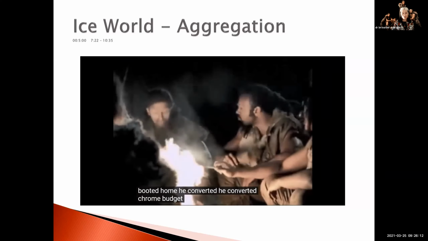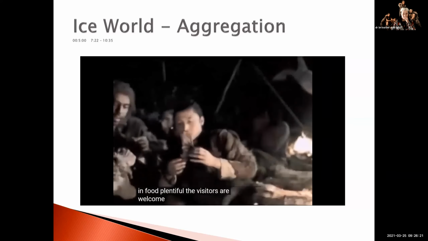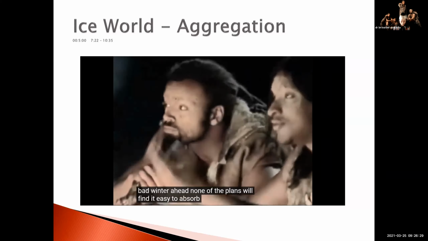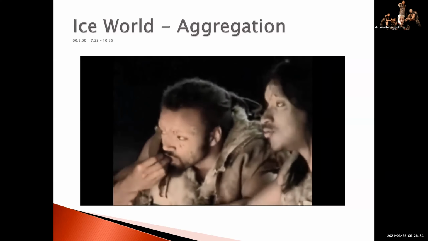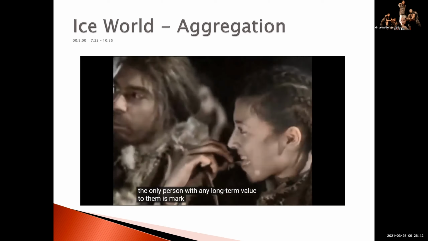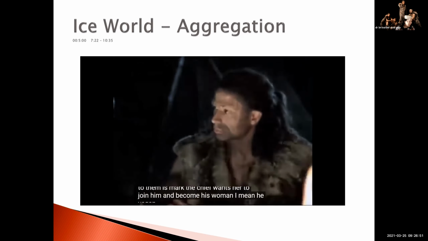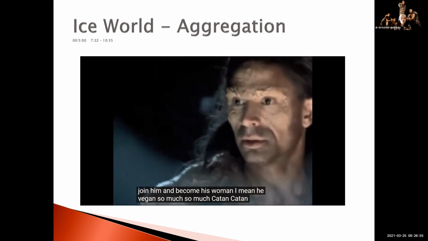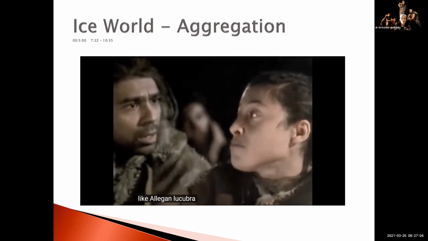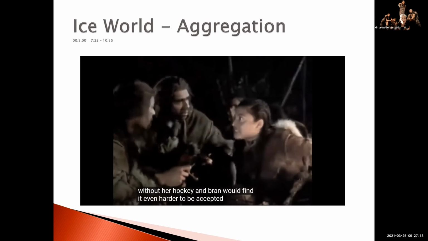Come on. While the weather is good and food plentiful, the visitors are welcome. But with the prospect of another bad winter ahead, none of the clans will find it easy to absorb three new members. The only person with any long-term value to them is Mara. The chief wants her to join him and become his woman. Mara knows she'd gain from this arrangement, but without her, Aki and Bron would find it even harder to be accepted by any other clan.